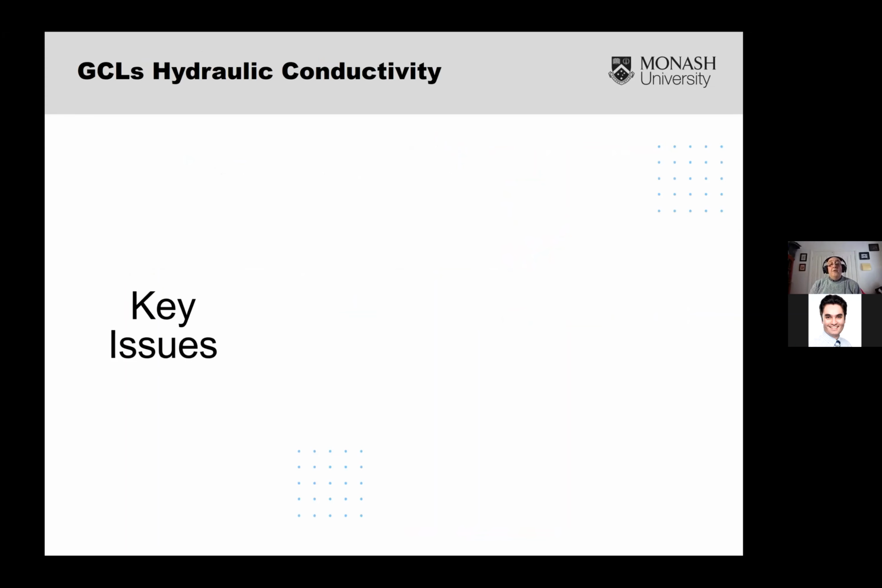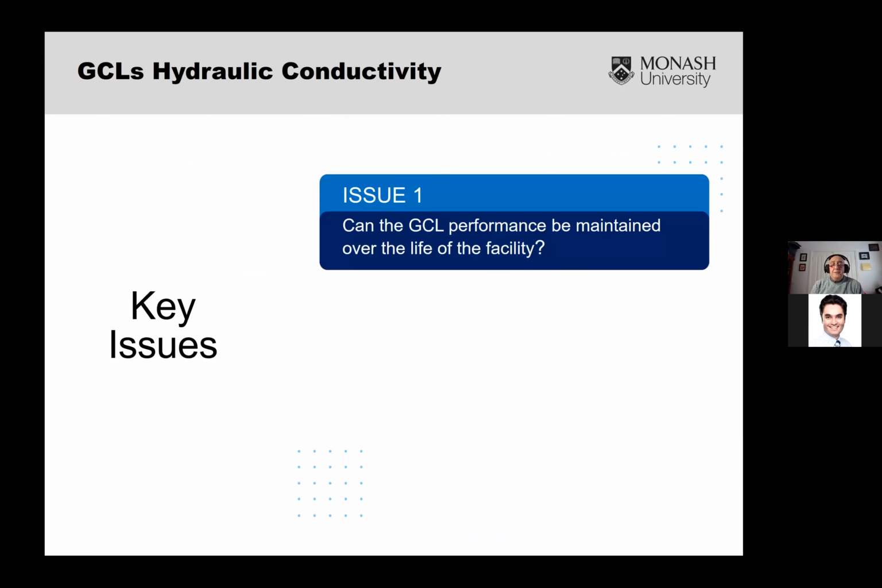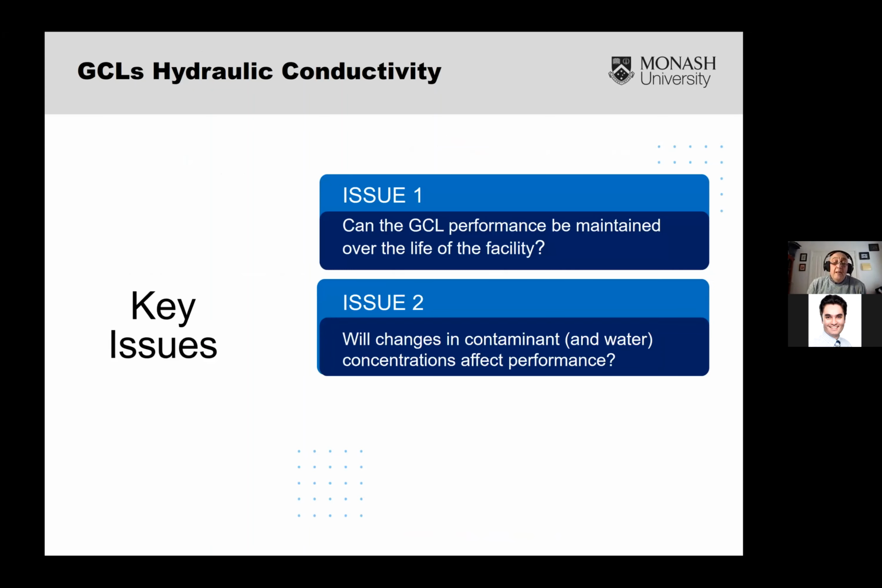Now, when you look at the hydraulic conductivity behavior of this material, there are key issues we need to deal with. And these issues are in the form of questions. The first one we ask ourselves is, can the GCL performance actually be maintained over the life of the facility, the design life? Will changes in contaminant concentrations affect its hydraulic performance, either in the short term or the long term?